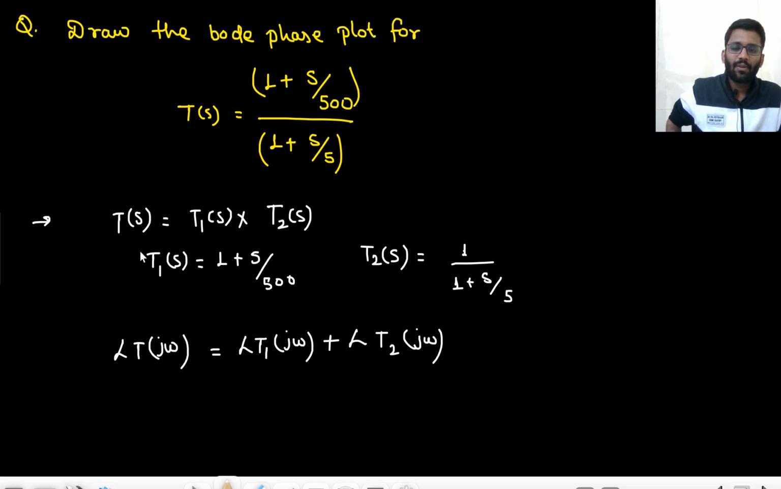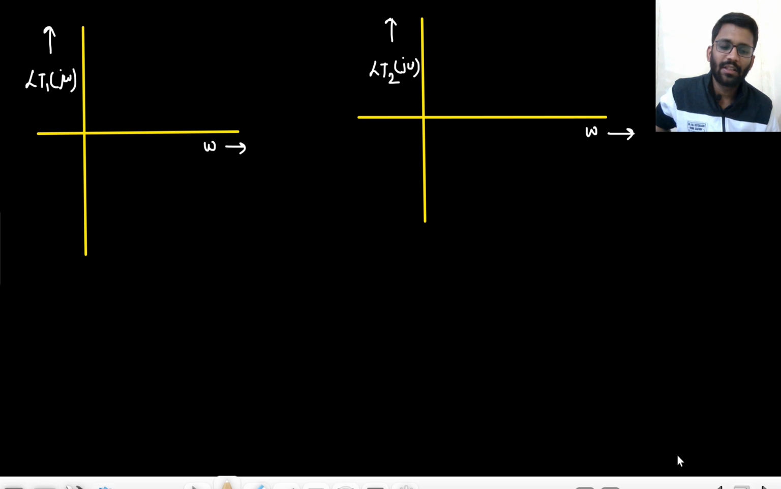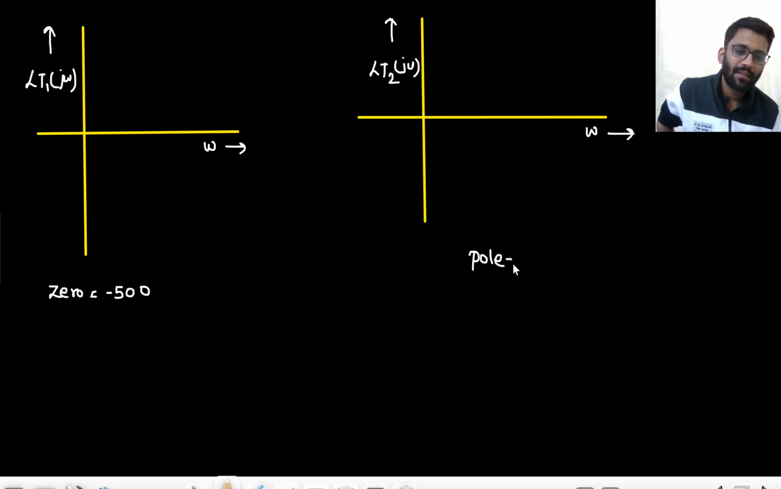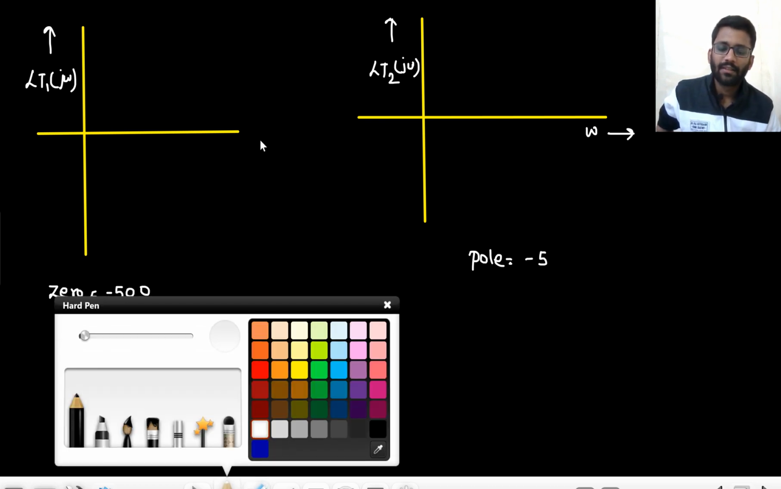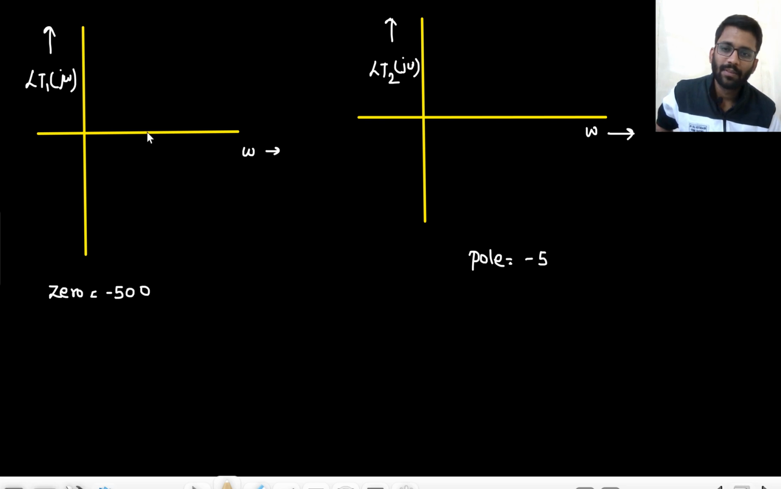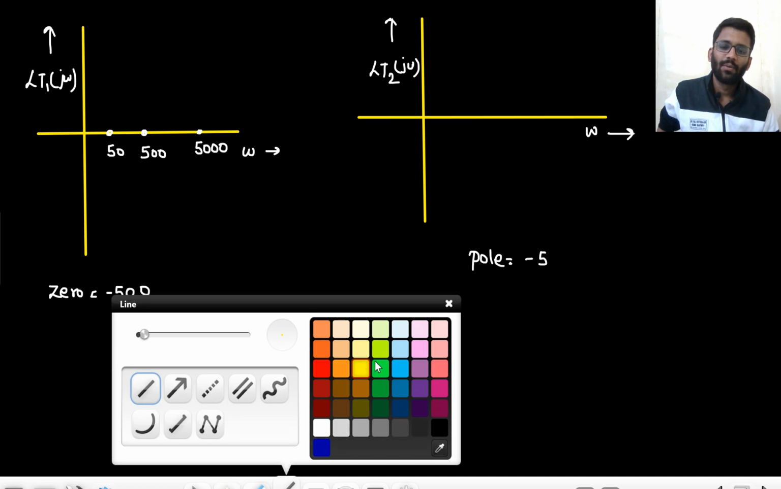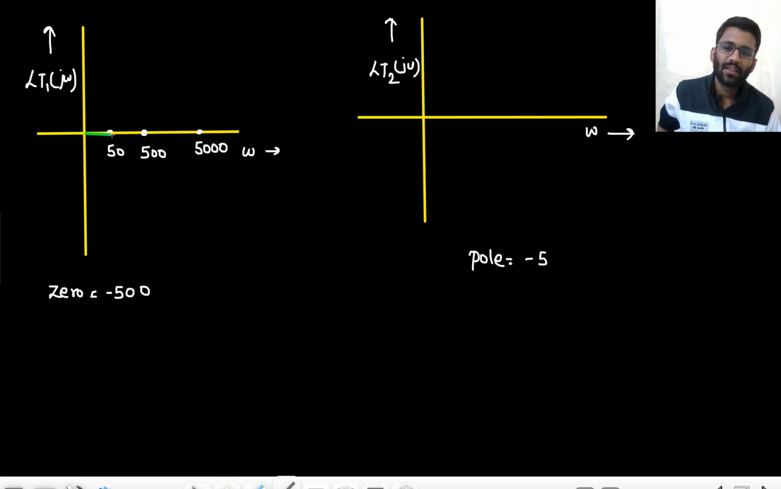So we are making the plot for angle of T1 of j omega. What is the location here? My zero is at minus 500, and here my pole is at minus 5. Let's just assume this is my 500. So 10 times more is 5000, and 10 times less is 50. How will I draw? Before 50 nothing will be there.